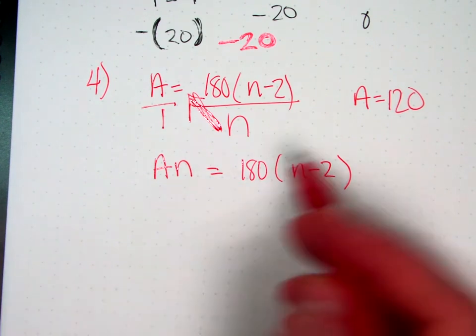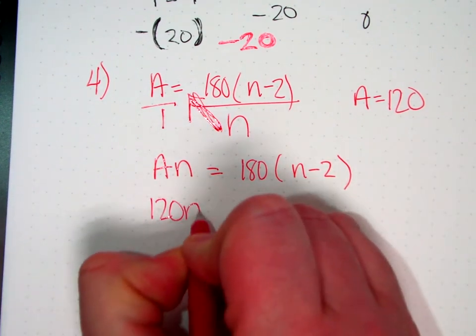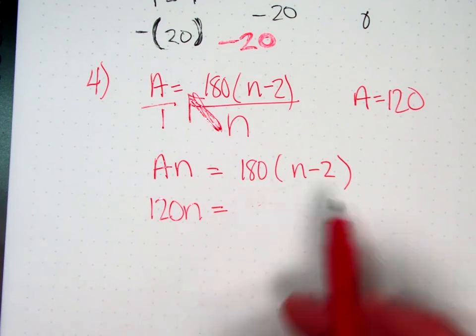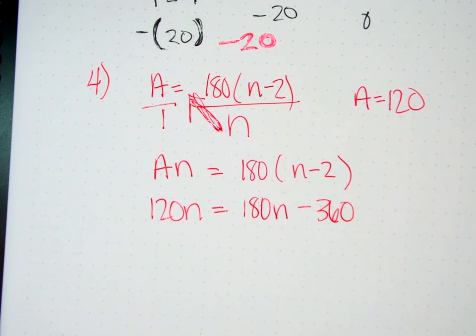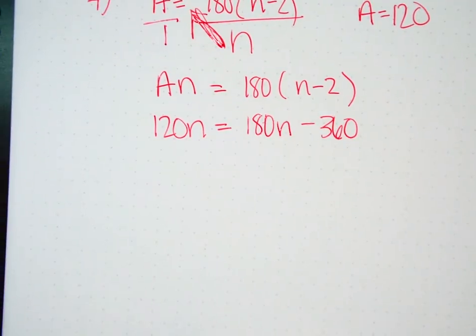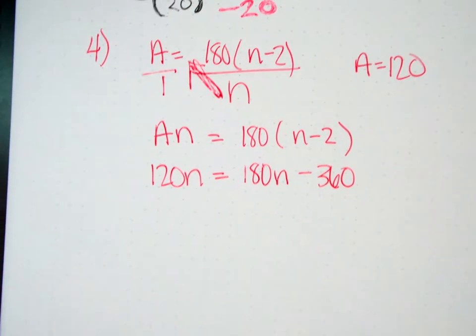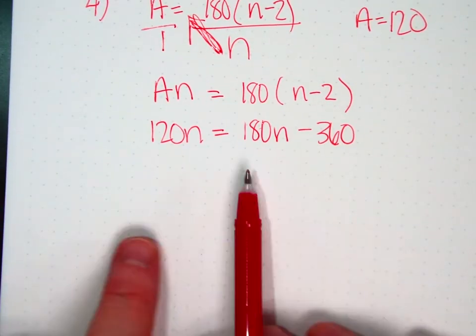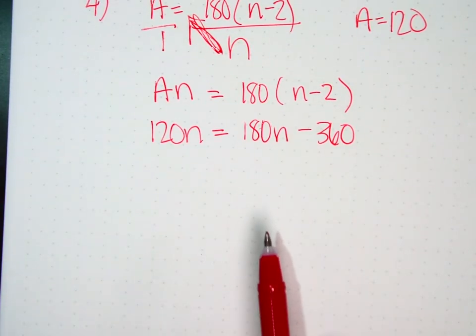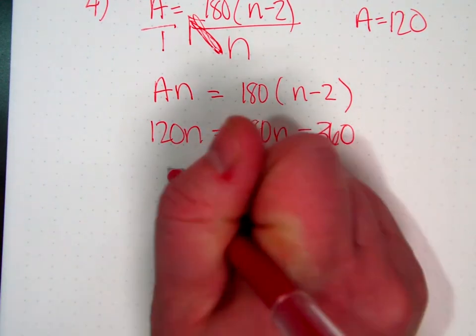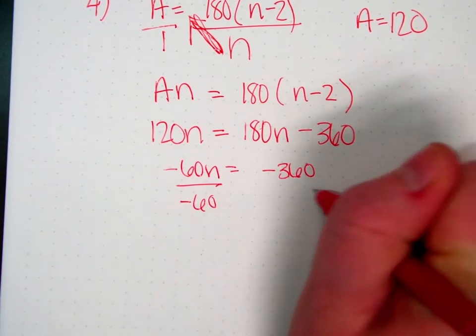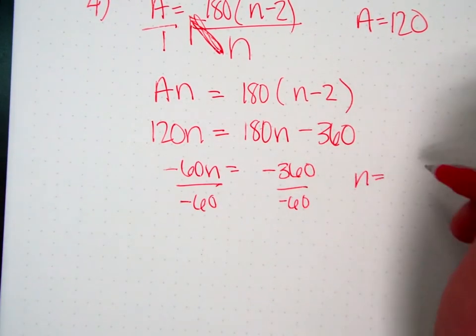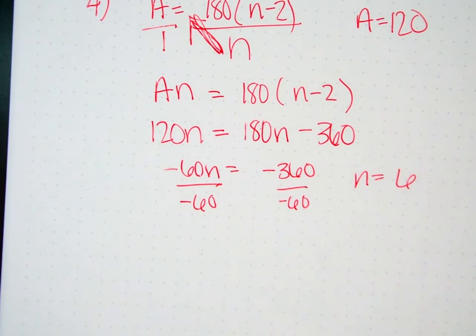Okay? So A really is 120, so this is 120n equals, and now I'm going to distribute, 180n minus 360. From there, I don't care which way you solve it. I've solved it every way. I don't care if you have negatives or positives. Either way, it works out. So if I move 180n to this side, I get negative 60n equals negative 360. Divide by negative 60. n equals 6, which is just telling you that you have a hexagon.